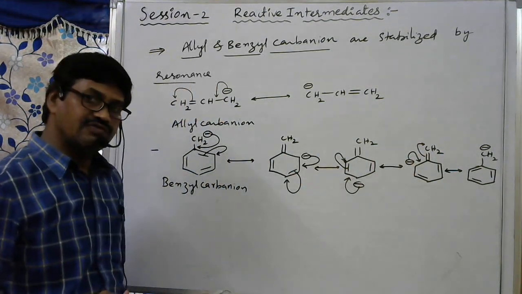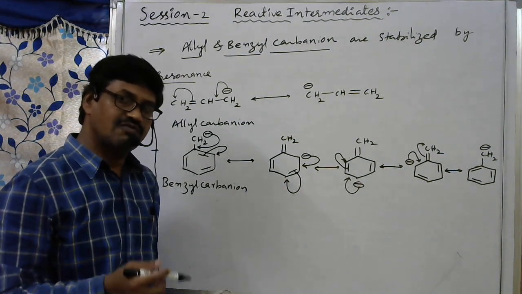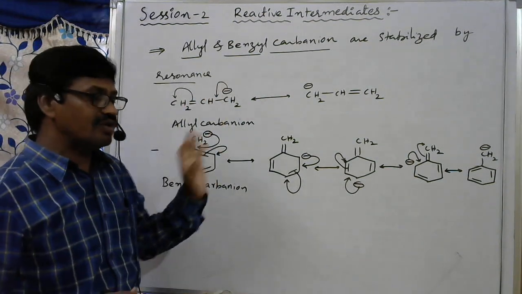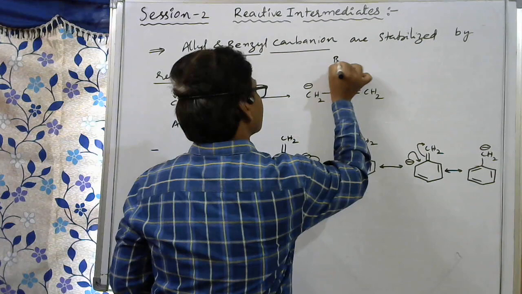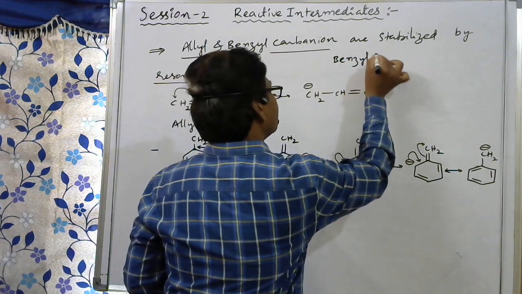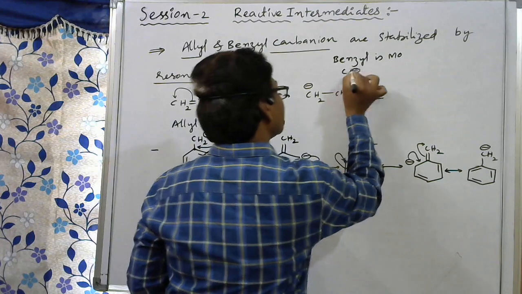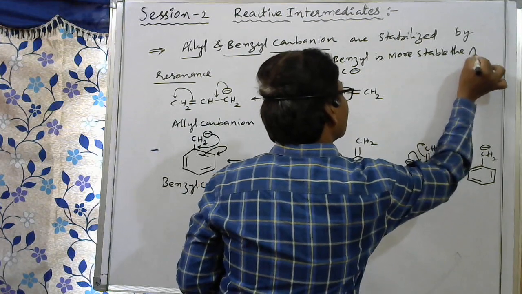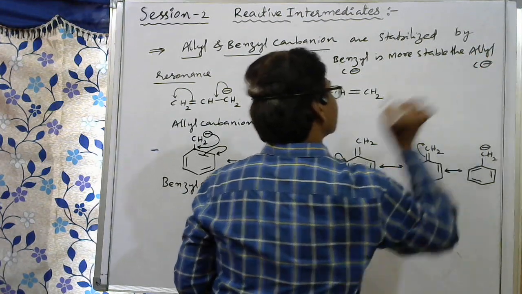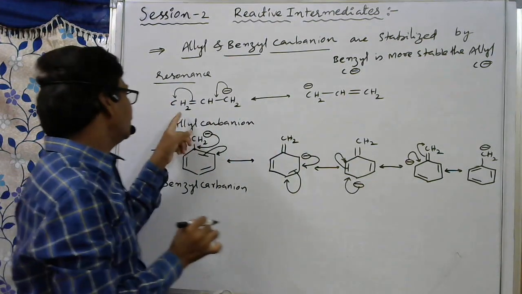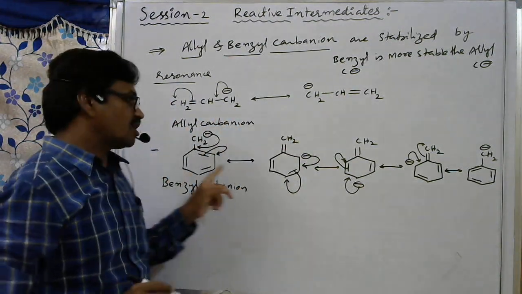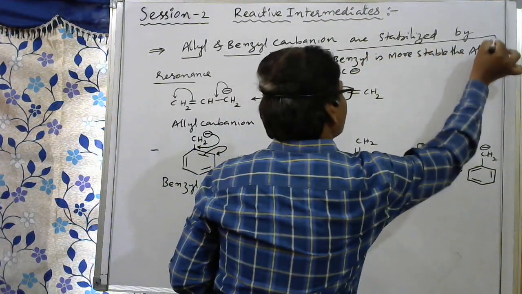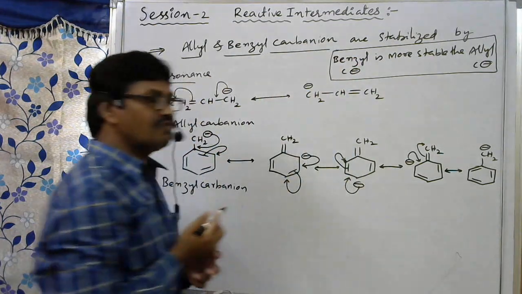So when the number of resonance forms increases, stability also increases. So among allyl and benzyl, benzyl is more stable. Benzyl carbanion is more stable than allyl carbanion. Why is it so? For the allyl carbanion, we have only two resonance forms. For the benzyl carbanion, we have five resonance forms. So the benzyl carbanion is more stable due to the greater number of resonance forms.